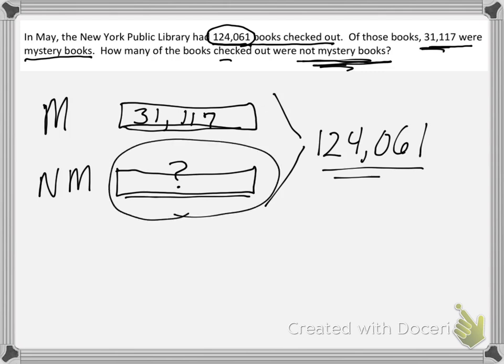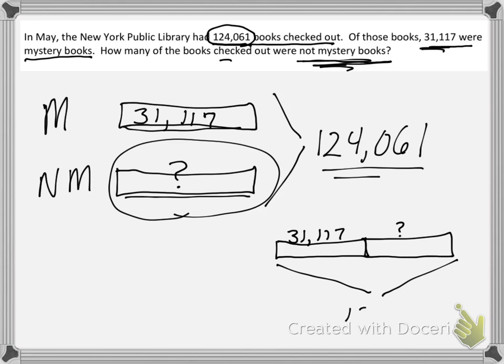Another choice of doing this tape diagram would be next to each other like this. And this one is the mystery books, 31,117. This side is the unknown, that's the not mystery books. This is the value that we need to figure out. And then here's the total, 124,061. So you get to choose which tape diagram you would like to use when you're solving your word problems. You could use it this way, the Singapore way, or you could use it this way. Any way is fine. So now we're able to subtract.